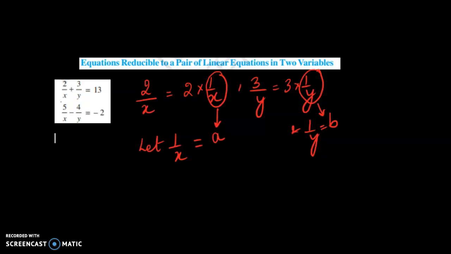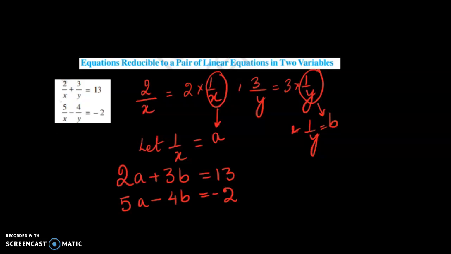Now if I write this, what do I get? I get 2a plus 3b is equal to 13, and the second equation becomes 5a minus 4b is equal to minus 2. If you look at these two equations now with the variables a and b, the solution becomes quite easy. I can use substitution method, or I can use elimination method or cross multiplication method to get the values of a and b. And then I will put them in the value 1 upon x equals to a and 1 upon y equals to b, and I will get the value of x and y. So let us solve it.